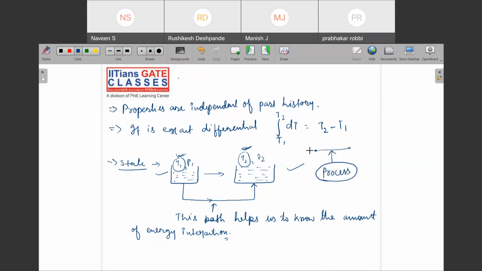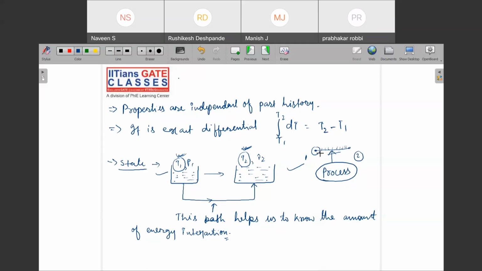T1 is one state, so this is state 1 and this is state 2. From state 1 to state 2 you have reached through a process, and within this process from 1 to 2 we have an infinite number of particular states. Then we need to specify and understand this process, because it can happen in any way. This process will help you know how much energy you need to put into the system.